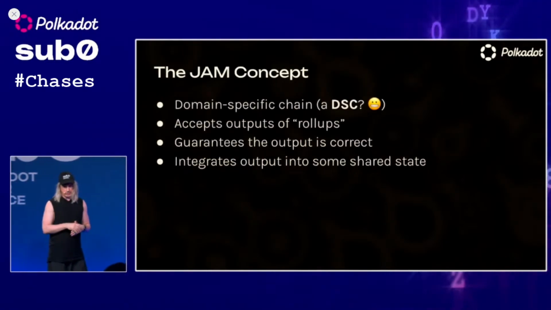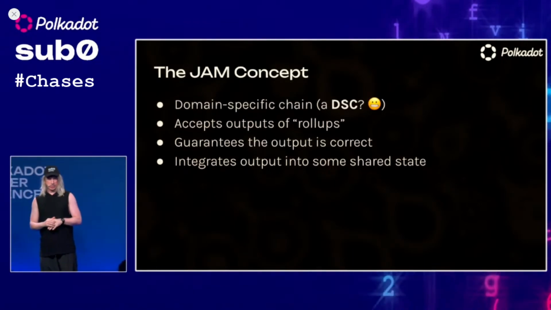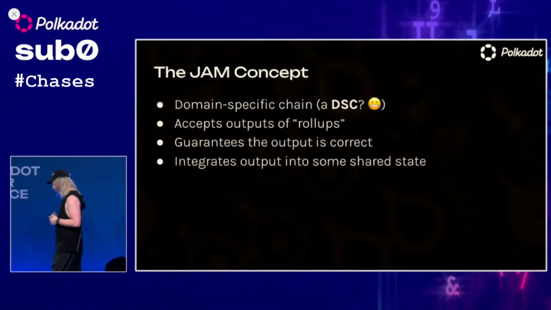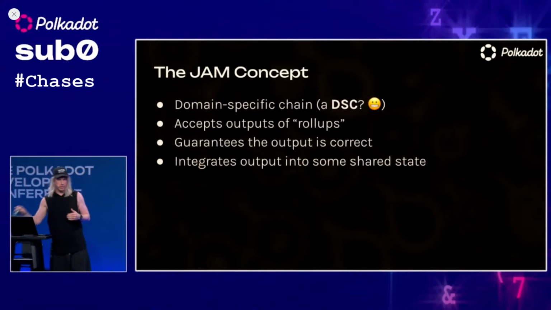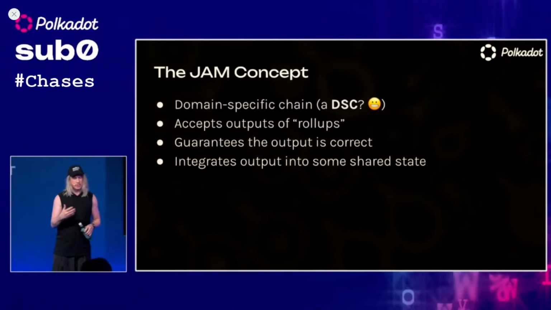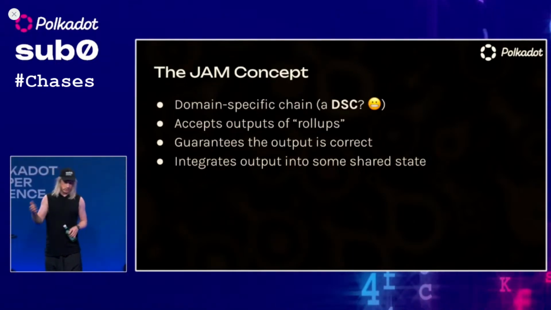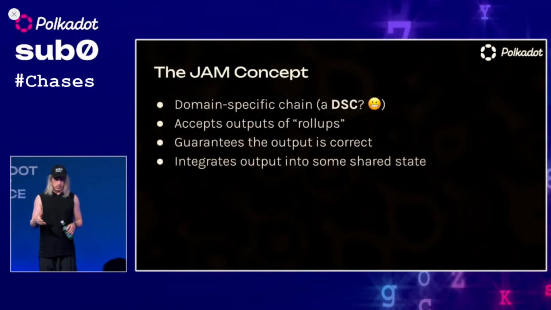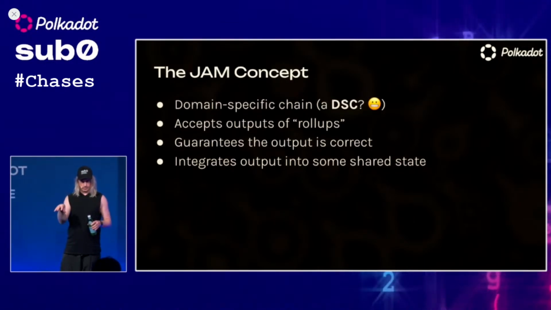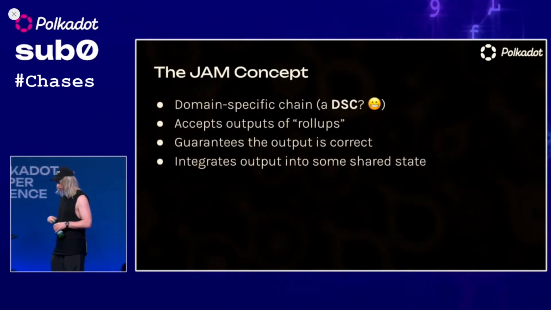It's a domain-specific chain, okay? So it does one particular thing. It's not a general purpose chain. In many respects, when you see the JAM chain specified, you can see there's quite a lot of similarity to a smart contract chain. In particular, the JAM chain allows permissionless code to be hosted on the chain itself. Very similar to what a smart contract chain does.